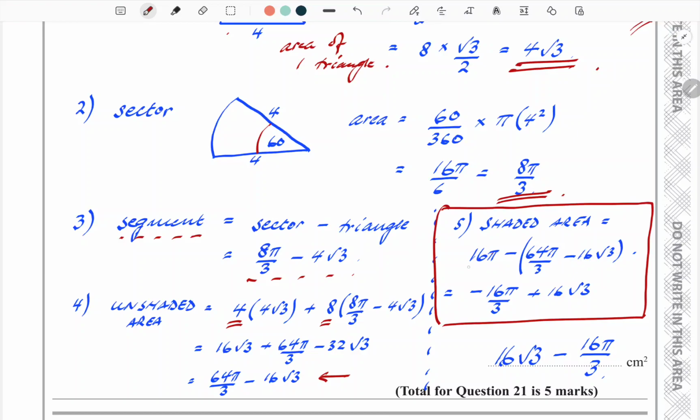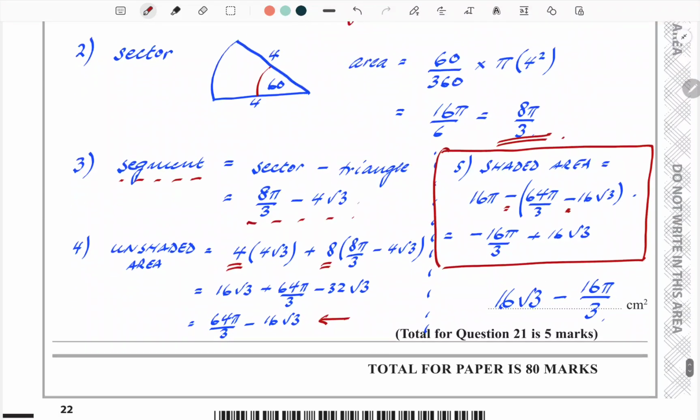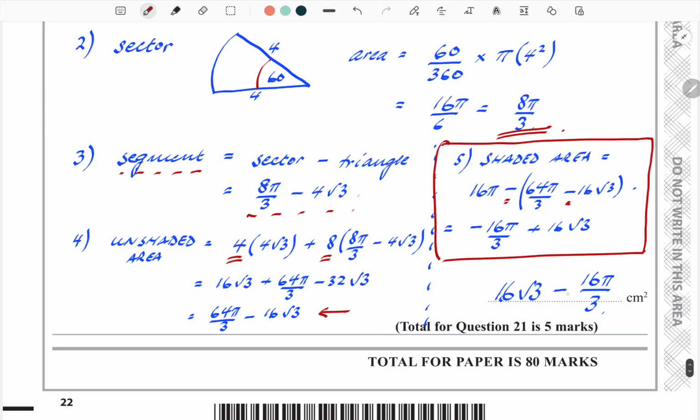And again, if you just expand the bracket out, 16 pi minus 64 pi over 3 actually comes to minus 16 pi over 3, plus, and this is a plus because it's minus, minus, so watch out, plus 16 root 3. So your answer comes out to be 16 root 3 minus 16 pi over 3. There is the answer. That's what made so many people cry last year. It's not as bad as people thought, but it just takes a bit of patience.